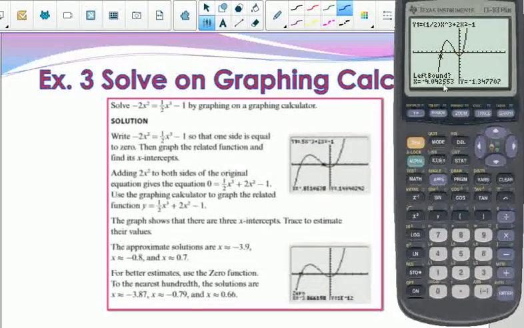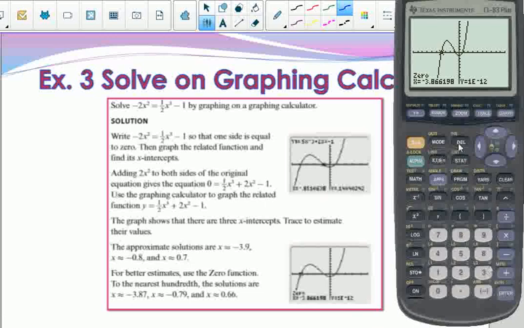I'm going to go right below. So I'm right below, so y is negative, hit enter. Go right above, hit enter, and enter a third time. And it says when y is 1e to the negative 12th, so that means it's very, very close to 0.